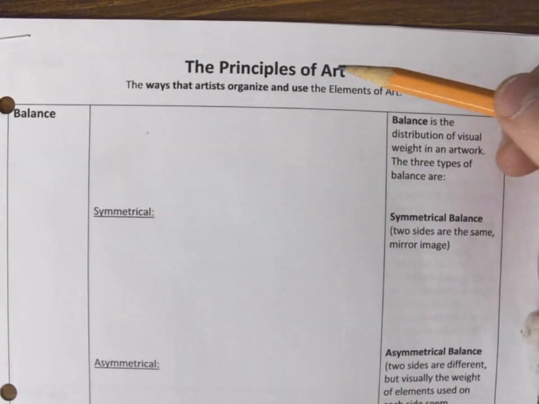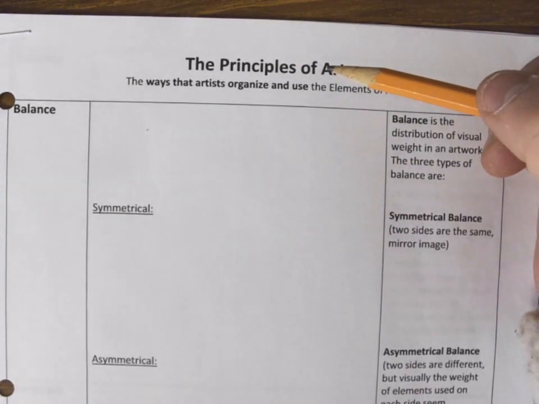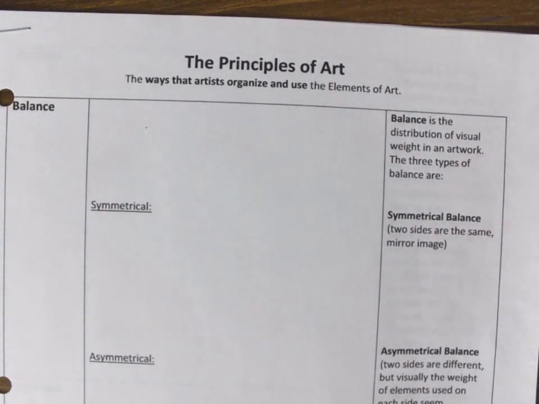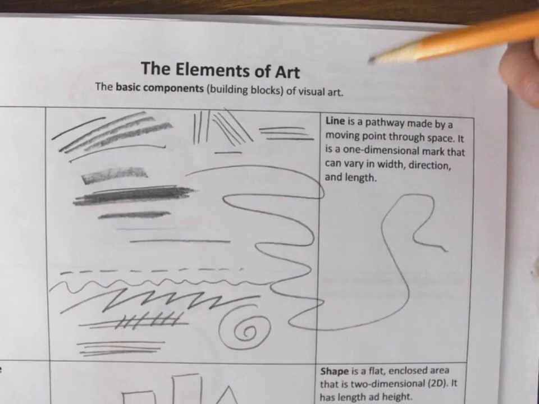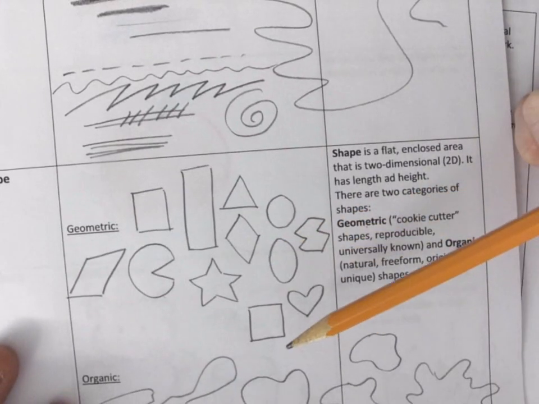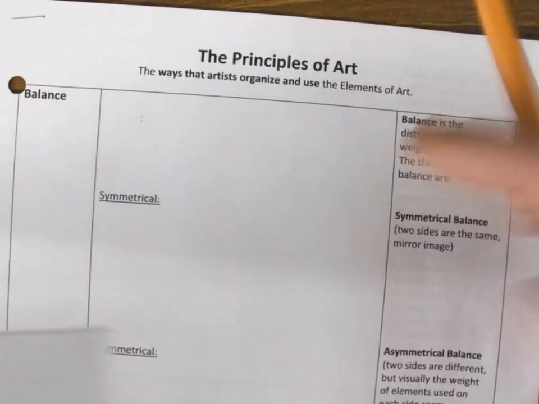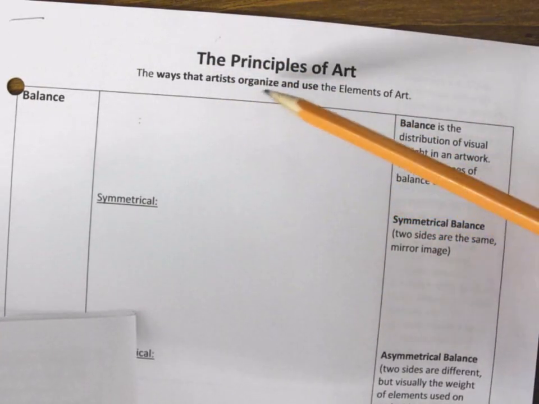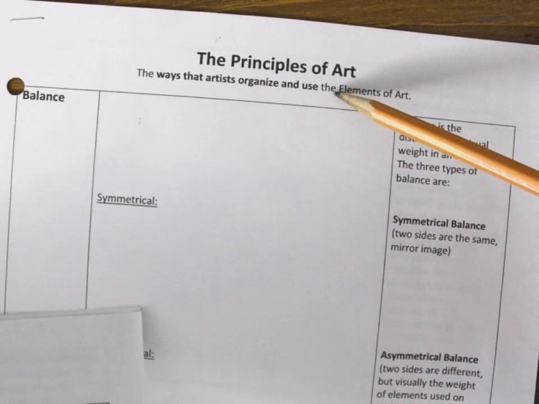Okay, please do not confuse principles with elements. As we discussed with this last bit, elements of art are the basic components of the visual art. It's what we break everything down into with our eyes, okay? Principles are the way the artist organizes or uses these elements.